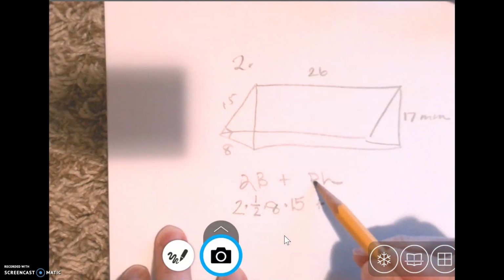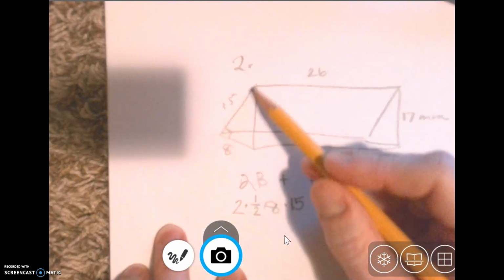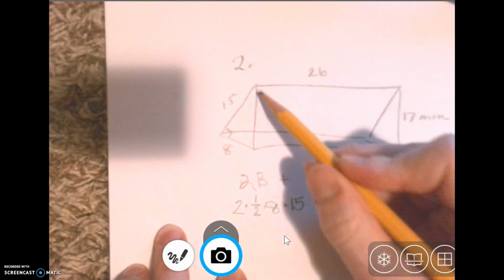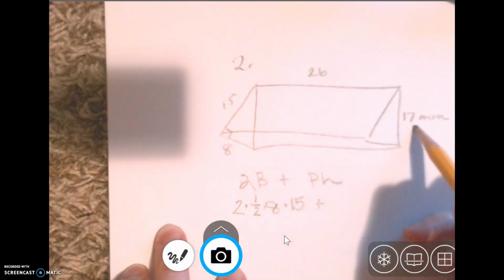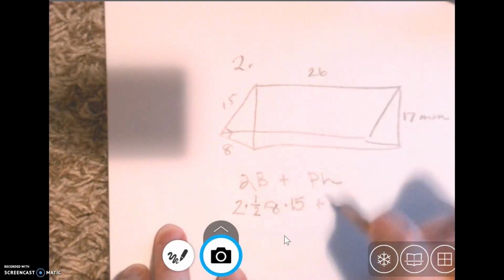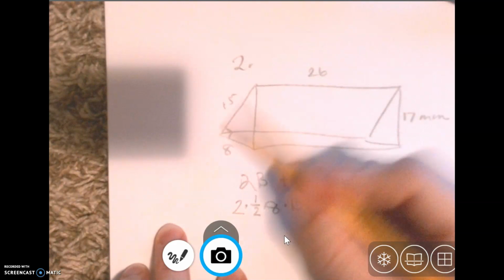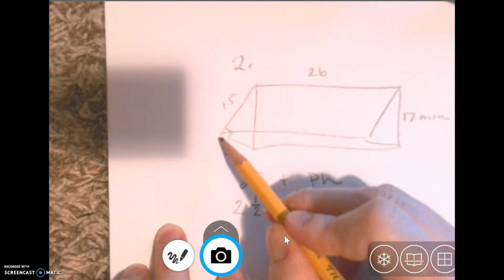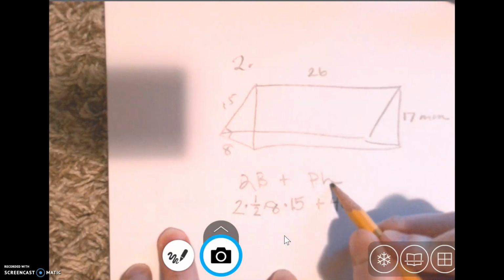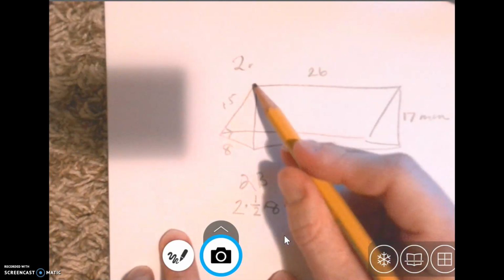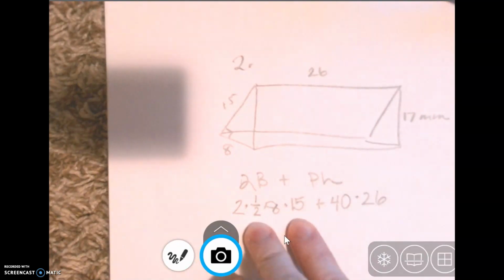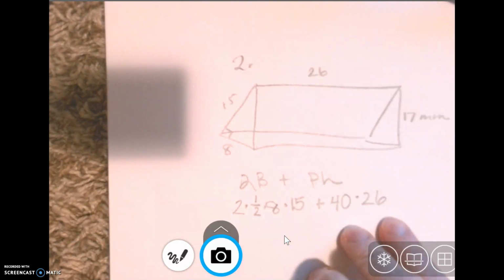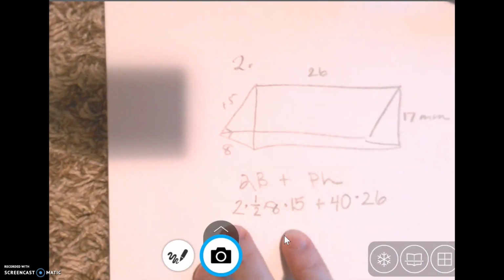Plus the perimeter of the base. So the perimeter would be 15 plus 17 plus 8, that's 32 plus 8, which would be 40. And then the height is the height of the prism, and the height is between the 2 bases, so that would be 26. So you multiply this part, and then multiply this part, and then at the end add those together, and that's how you get the answer.